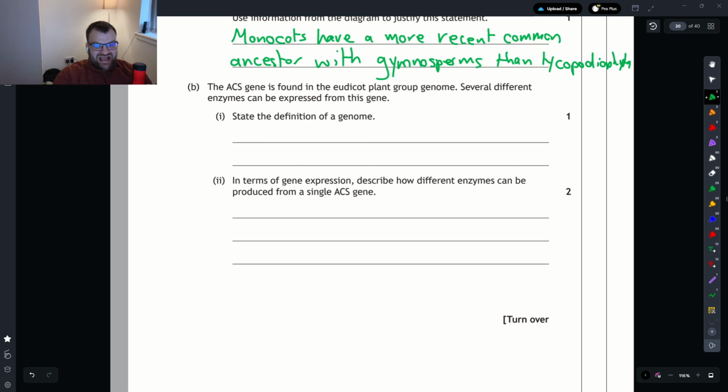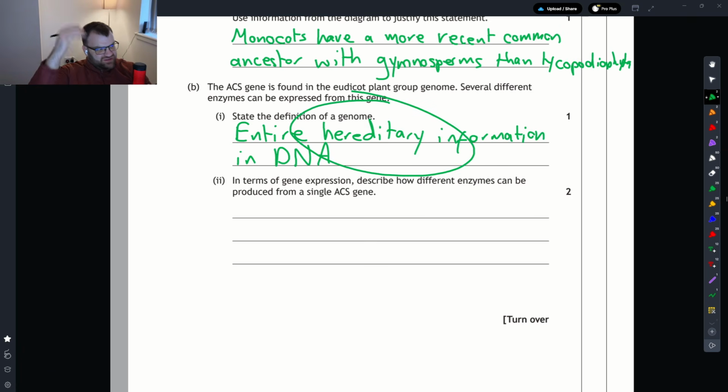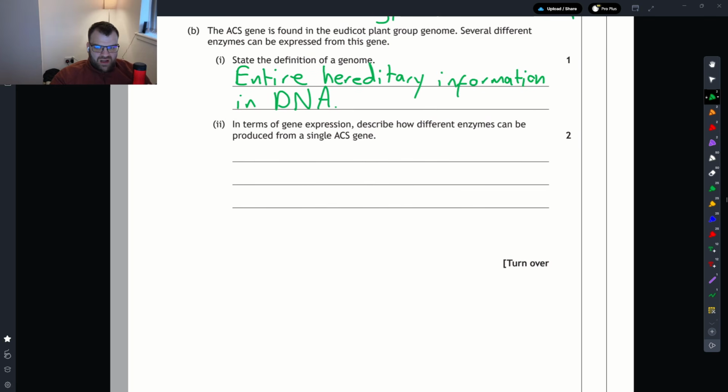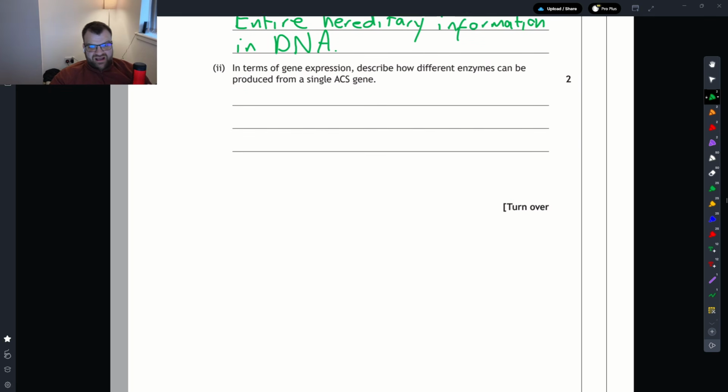Genome is the entirety of the genetic information. All the coding, non-coding, and any kind of DNA we're dealing with. Don't know for certain whether you could say genetic information instead of hereditary, but passing on the information, things like that as well. Why can you get different enzymes from the single gene?